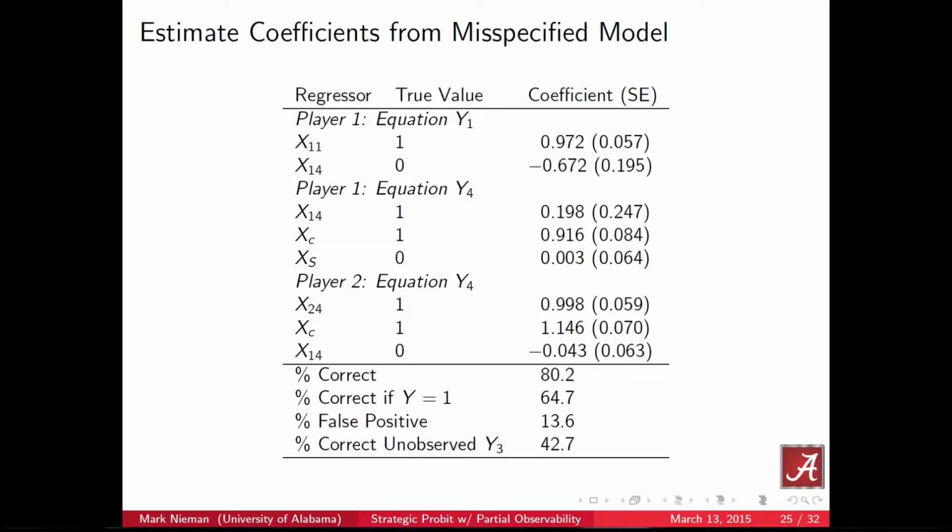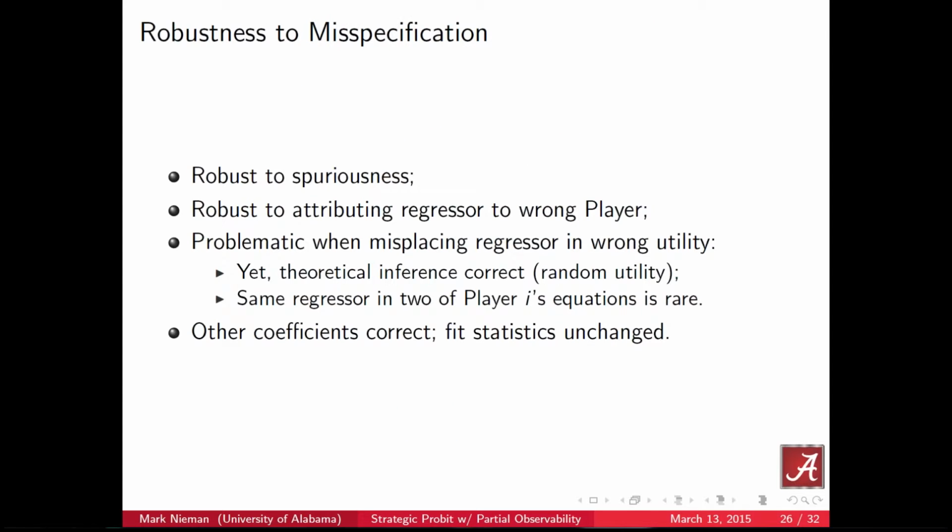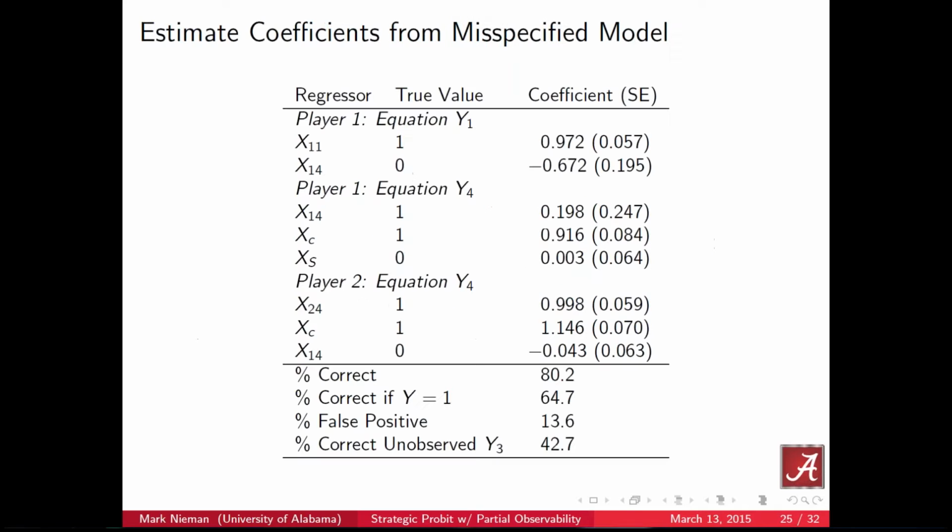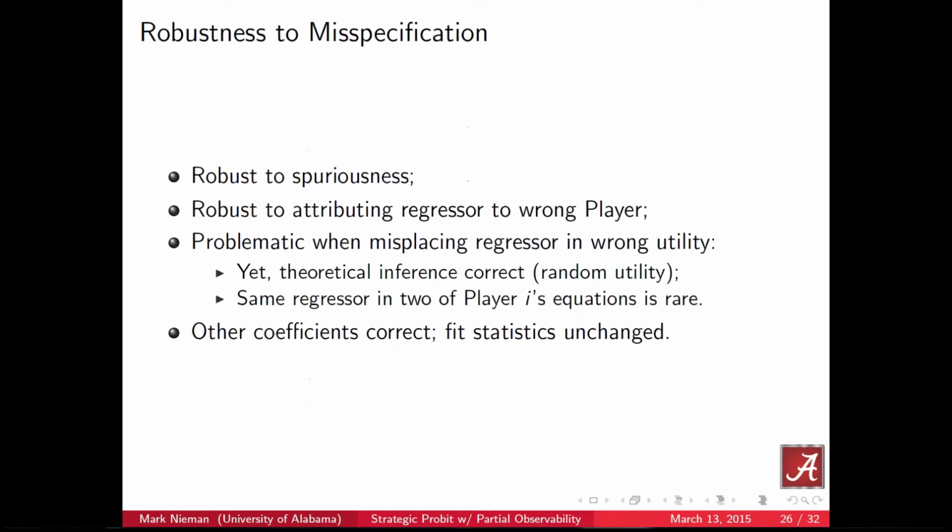In terms of the sample fit statistics, we're seeing essentially the same values that we saw before. So I want to highlight this problem that we're seeing in the misapplied regressor of X14 that should not be there. We're seeing that it's robust to the spuriousness, but this misapplied regressor in the wrong utility is very problematic, in that we're getting a statistically significant incorrect result. And going back to the slide again, the true value, where it should be 1 in the correct equation, is now being undersold. This is making 2 coefficients incorrect.